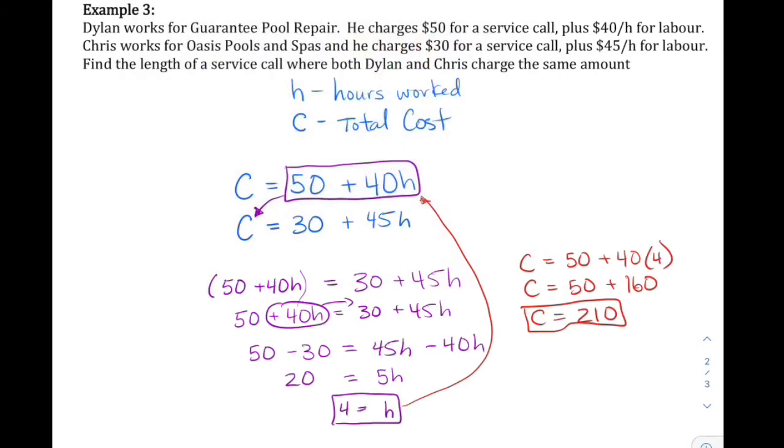I can write my sentence. Dylan and Chris charge $210 for 4 hours of work.